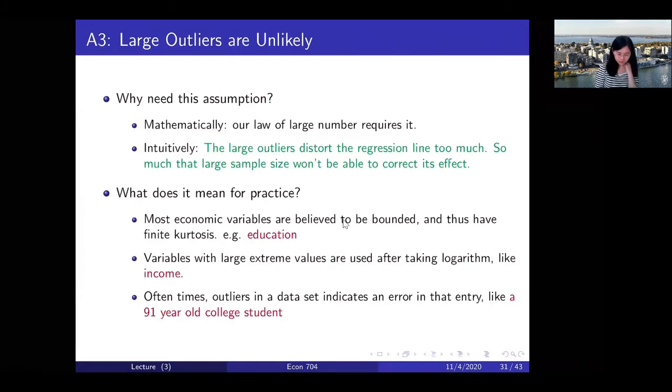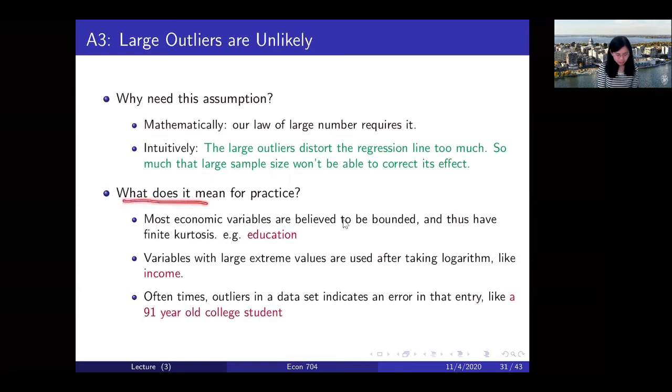We need the large outliers to be unlikely. There is also an intuitive reason, which is that the large outlier distorts the regression line too much, and getting large sample size will not help us to correct that distortion effect, because getting larger sample size simply means that you're getting more and more outliers, and your regression line is always distorted. So those are the reasons that we need this finite kurtosis assumption.